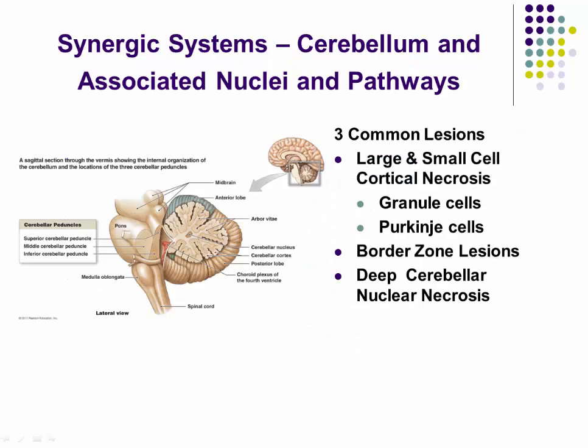The synergic system is comprised of the cerebellum and associated nuclei and pathways. This picture is of the lateral view of the cerebellum. It is associated with perinatal pathology with anoxic and ischemic syndromes. These three common lesions are rarely seen in isolation. They're usually found in conjunction with brainstem encephalopathies and/or lesions of the basal ganglia, the white fiber tracts, and/or cortical lesions, especially border zone necrosis.